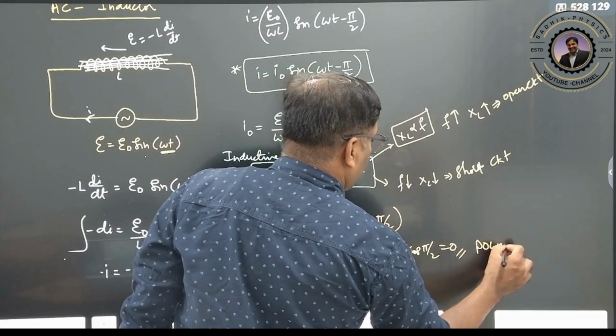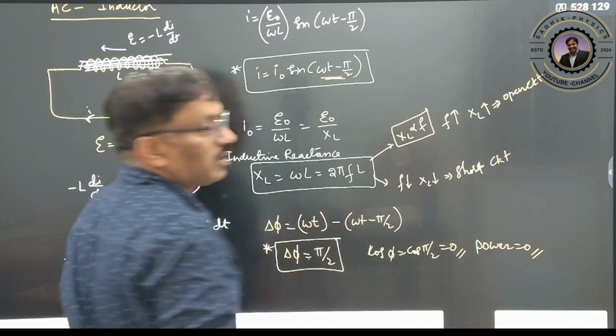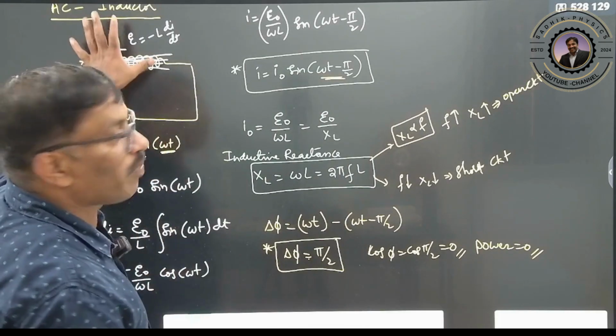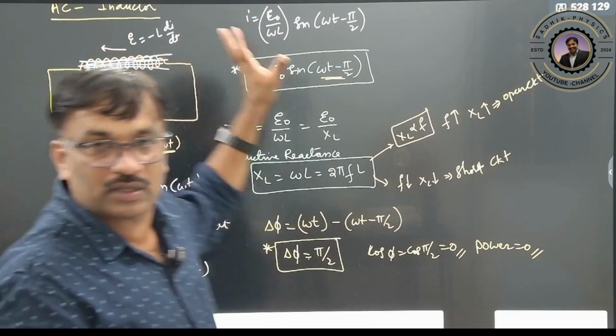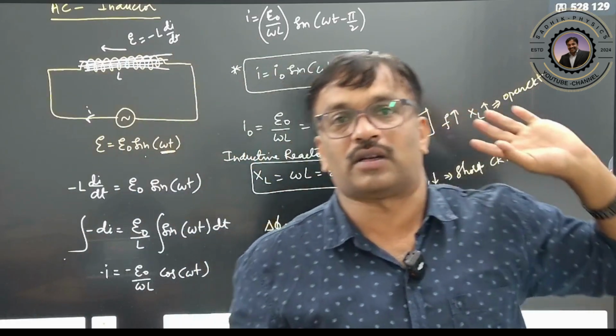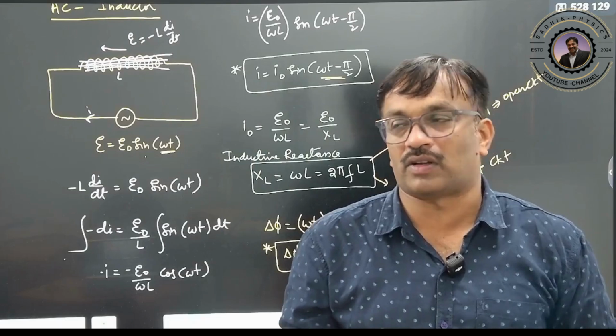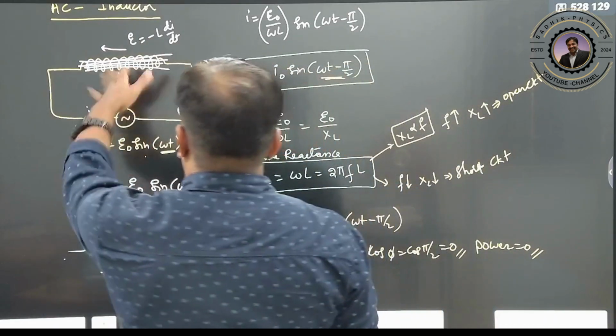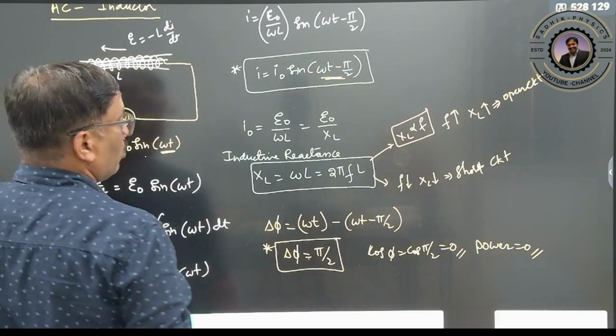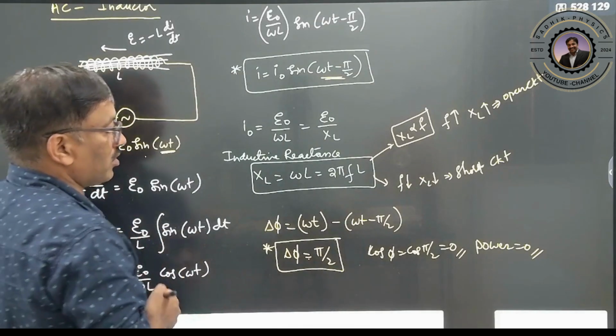What about the power? Power is also nothing but 0. That means there is no power dissipated across the inductor. That means there is no loss of power across that. You understand? There is no loss. Clear? Only if resistance is there, then power loss will be there.